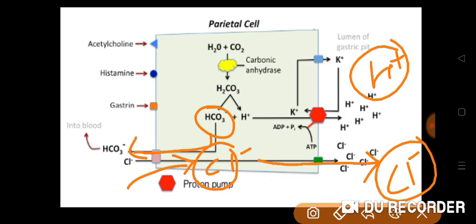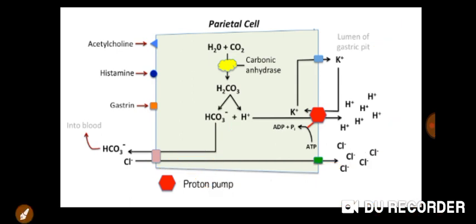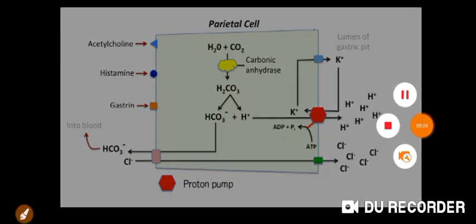This H plus and chloride ion react and there is a formation of HCl. Initially the H plus, or proton, comes and reacts with the chloride, and there is a formation of HCl, or gastric acid. So this is the mechanism of gastric acid production, or HCl production.